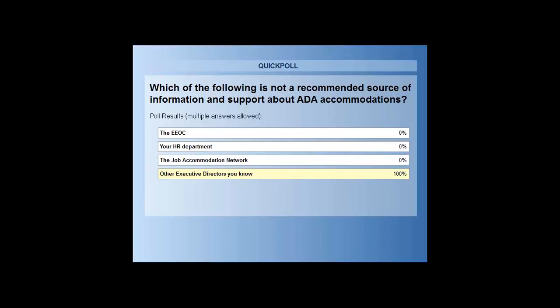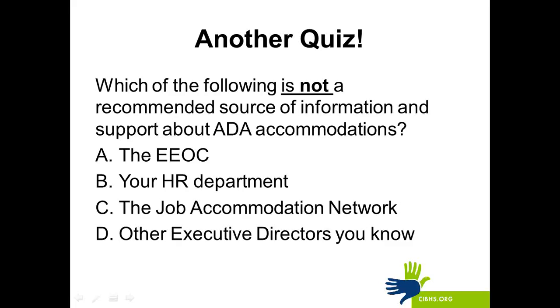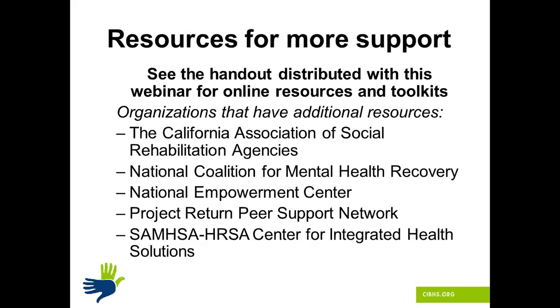You know, peer support amongst folks running organizations is a great thing. In this case, it's probably not your best bet. So you want to go to some of those other sources. And the EEOC, which I actually forgot to mention previously, is a great source of support and information. That's the legal agency that's in charge of equal employment opportunity claims. And you can go to their website and get some information, and there's also a phone number, and you can reach those folks. So let's talk about resources for more support.